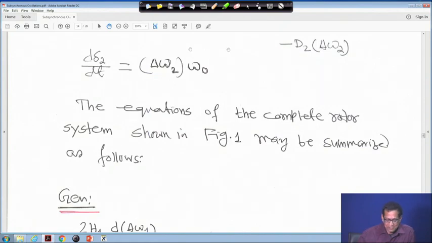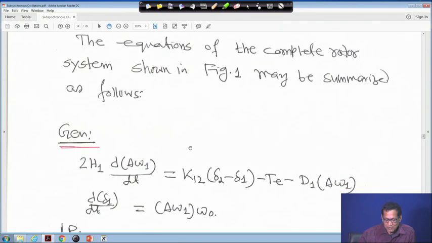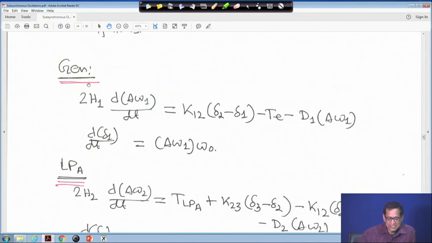Now we summarize this, rewriting the equations. For the generator, 2H1 d/dt of delta omega 1 is equal to K12 (delta 2 minus delta 1) minus T minus D1 delta omega 1. And d/dt of delta 1 is delta omega 1 times omega 0.